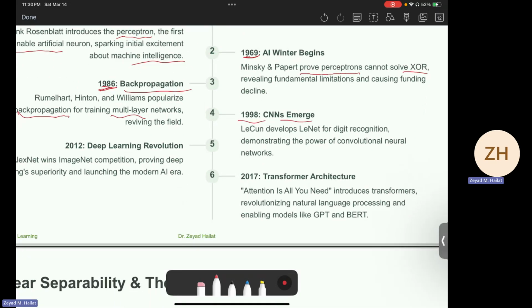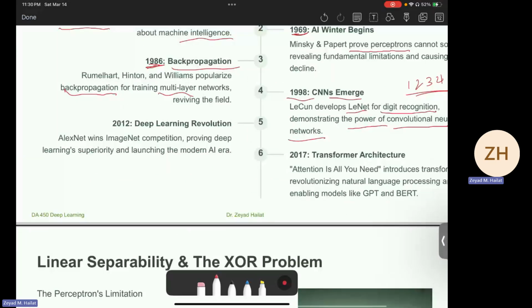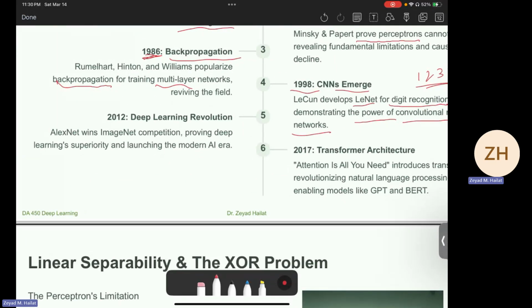In 1998, CNN emerged. Yann LeCun developed the first LeNet for digit recognition, which is the handwritten digits, if you remember the MNIST data set, demonstrating the power of CNN, convolutional neural networks, and how powerful they are and how their accuracy is fairly high. Around 2012, AlexNet appeared to solve the problem of ImageNet as we described in the previous chapter, which proved deep learning superiority and launched the modern AI era.